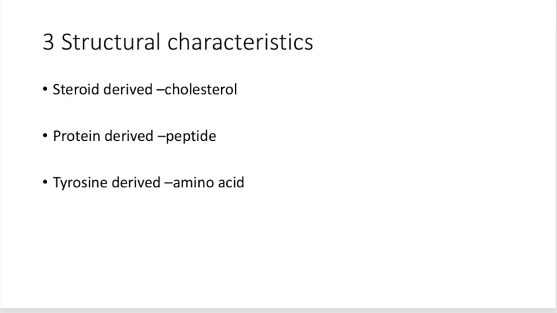So let's look at the three structural characteristics. We have steroid derived, and that is going to be from cholesterol. We have protein derived. We have two types of protein derived. We have peptide, which are going to be those long chains, and then we have the tyrosine derived amino acid, which are going to just be the amino acid ones.